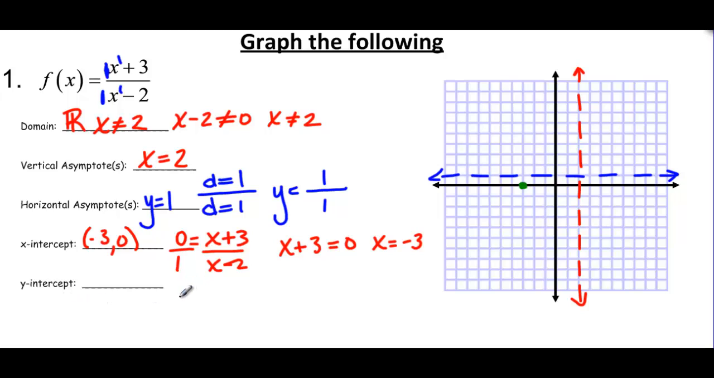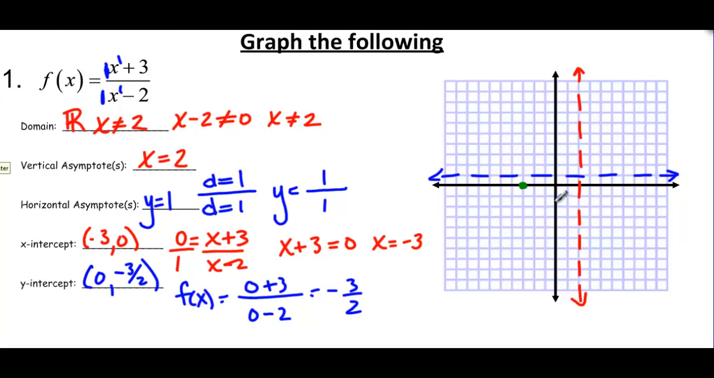But now I want to find the y-intercept. Remember, the y-intercept is when you put x as 0. So I have 0 plus 3 over 0 minus 2, which is negative 3 halves. Again, write it as a point. I like to keep it as a fraction so it's exact, but that is negative 1.5. So I'm going to go down 1.5 and put a y-intercept.